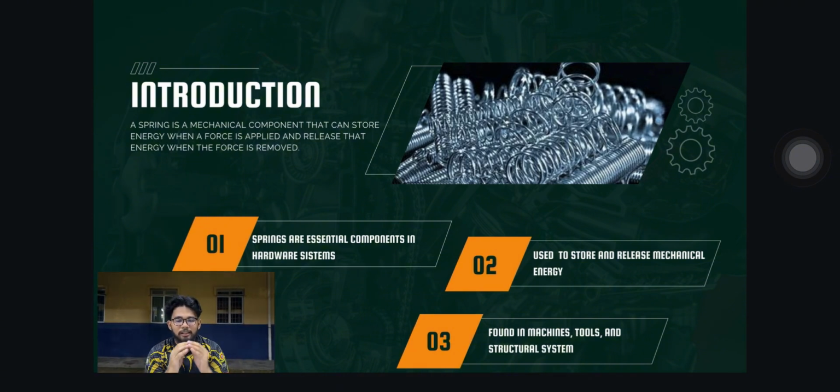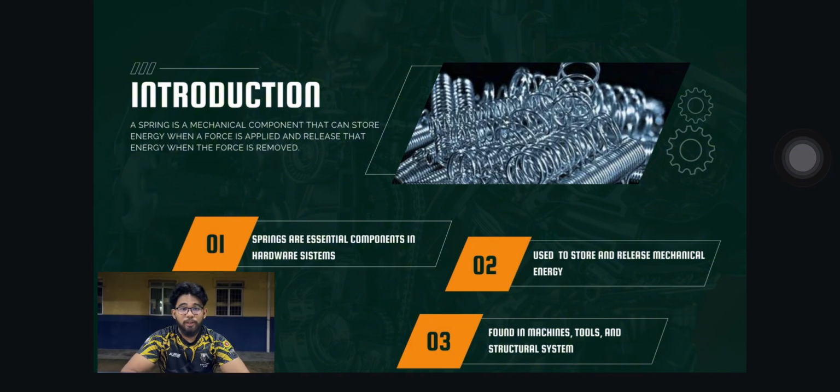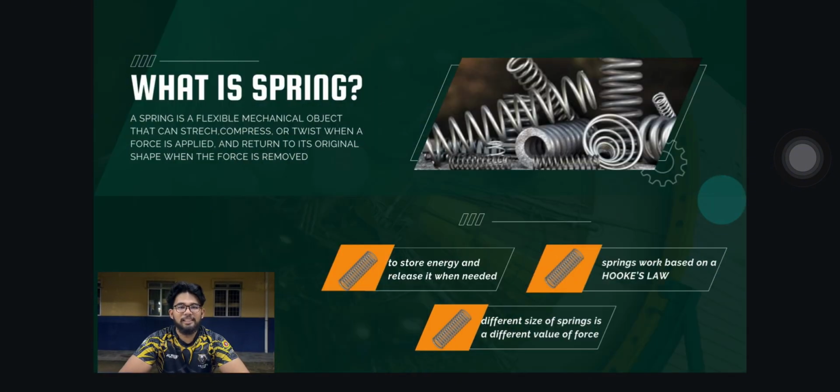Second, a spring is used to store and release mechanical energy. As I said before, a spring is a mechanical component that can store and release energy. The third one is that springs are most often found in machines, tools, and structural systems. So the conclusion is that springs are very important in every component in hardware systems. So let's move to the next slide.